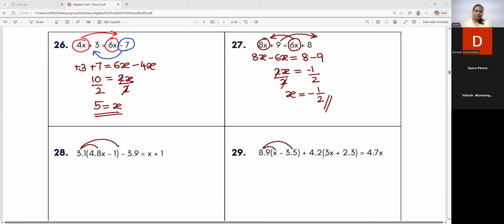Now, sometimes you may not find which side has more x terms because these are decimals and there are a lot of x terms. Then don't bother about that. Collect all the x terms into one side, any side you like, then we can solve it accordingly. If we get a negative x equals some number, we can change it to positive later. So don't bother about which side has the most x. Just remove the bracket and collect all the x terms into one side. Try it, 28 and 29.